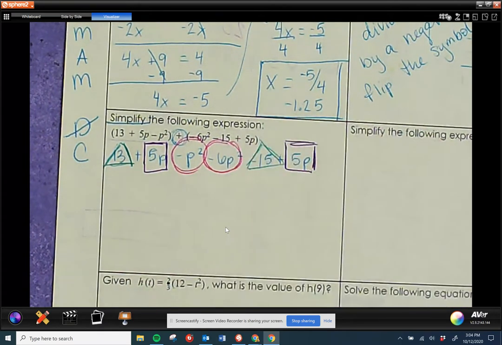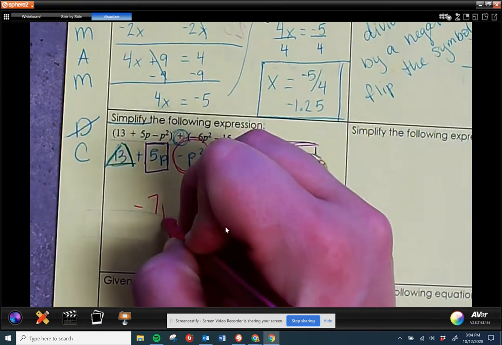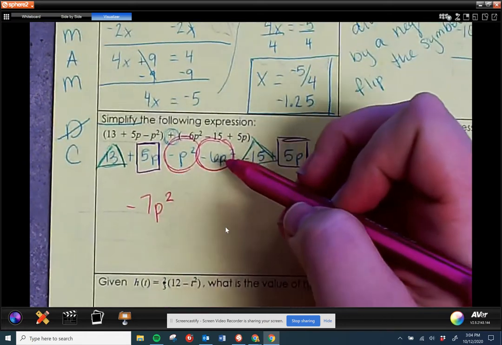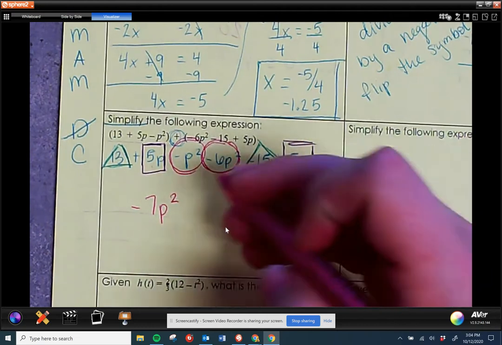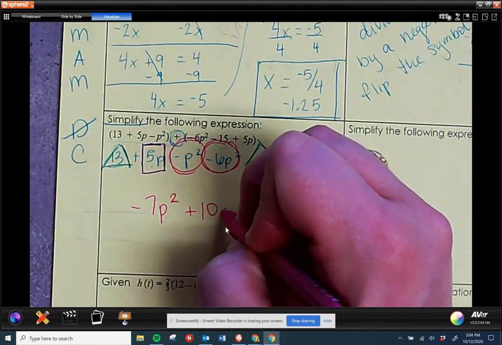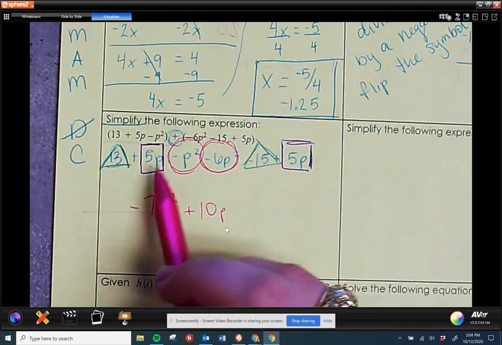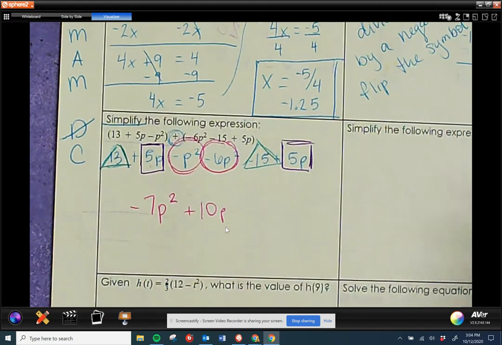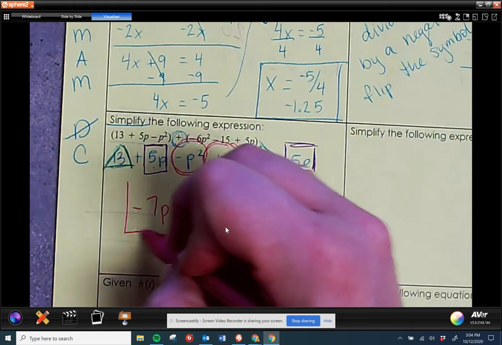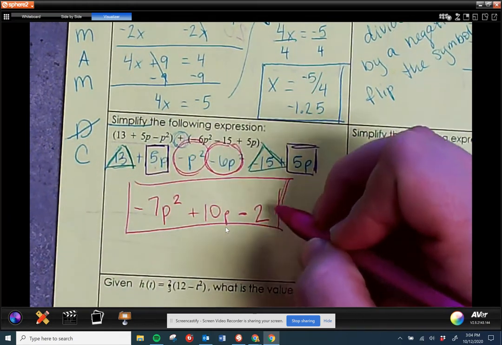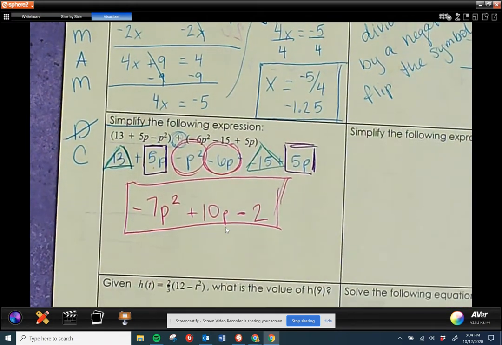Negative p squared minus 6p squared is negative 7p squared. And then we have 5p plus 5p, which would be 10p. And then we have 13 minus 15, which is going to be negative 2. So we'll put a minus 2. And then that is completely simplified. There's no other simplification that can take place.